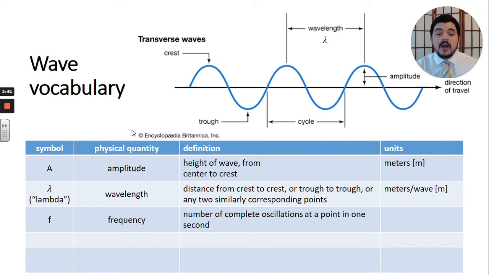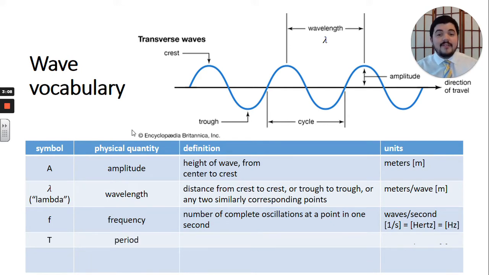We have frequency, f. Frequency is the number of complete oscillations at a point that go through in 1 second. So it has units of waves or cycles per second, which is also just 1 over seconds, which has the name hertz, or capital Hz.